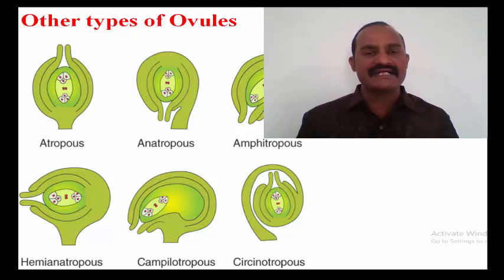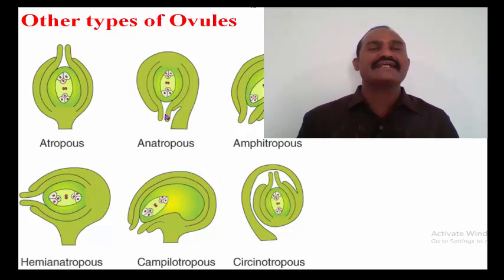As far as angiosperms are concerned, you can find a different variety of ovules. Some of them we are going to see for NEET purposes. This is the first one, called the atropous ovule. Here you can see the micropyle and the chalaza. When the micropyle, chalaza and funicle are in a straight line, it is called an atropous ovule. You can find another type, the anatropous ovule, that we are going to see in detail. Here the micropyle, chalaza and funicle form an acute angle, while the micropyle and chalaza are in a straight line.